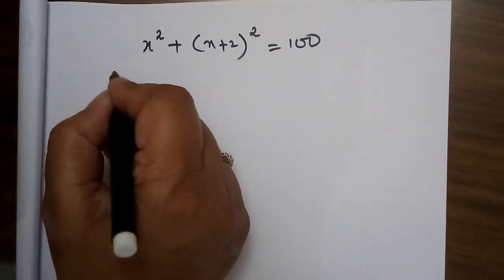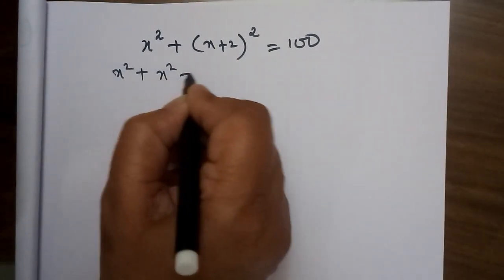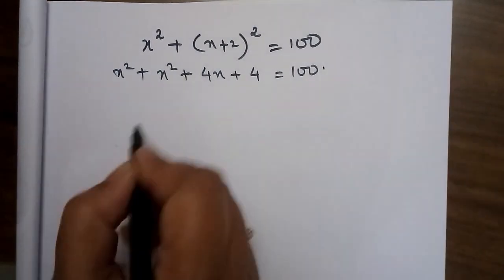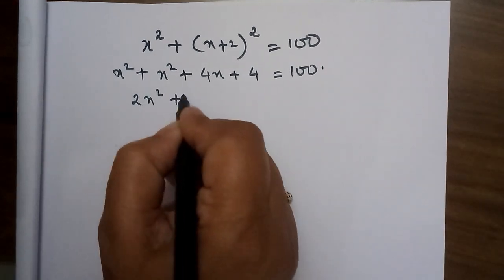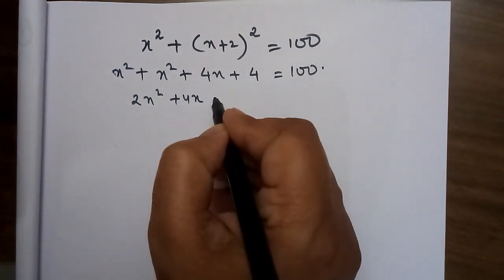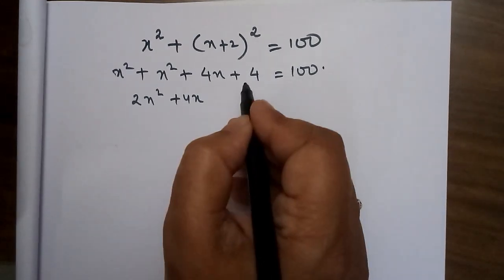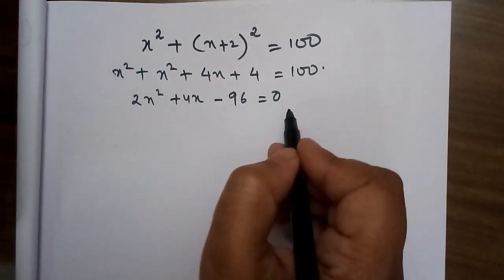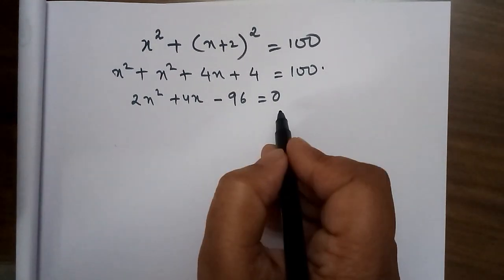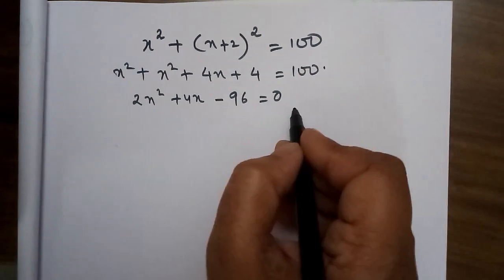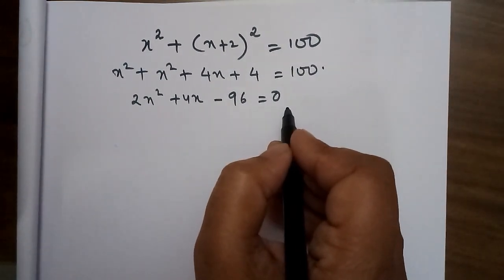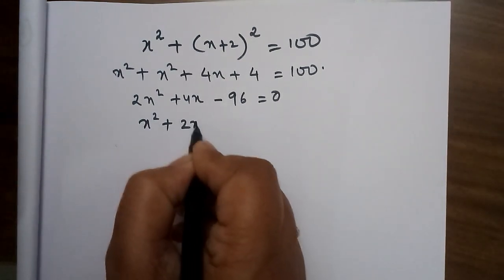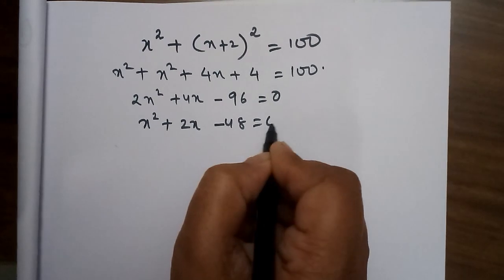I open this bracket, so I get x square plus 4x plus 4 equal to 100. I get 2x square plus 4x. I bring this 100 to this side, it becomes minus 100. Minus 100 and plus 4 gives me minus 96 equal to 0. I reduce this further because this entire equation is divisible by 2. It is better you divide it wherever it is possible so that your calculations reduce. So when I divide this whole equation by 2, I get x square plus 2x minus 48 equal to 0.